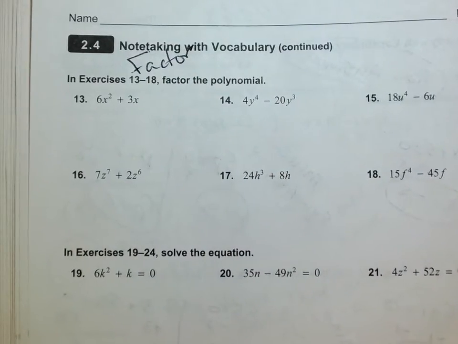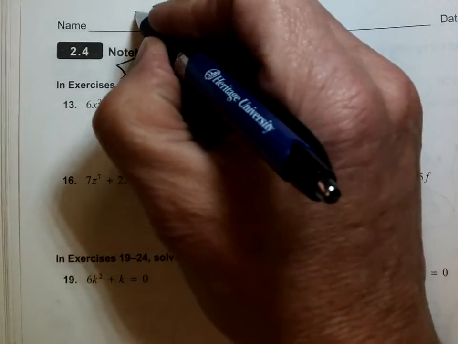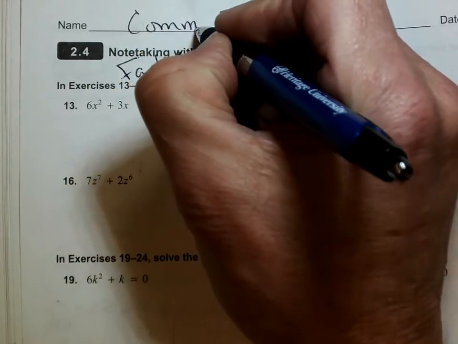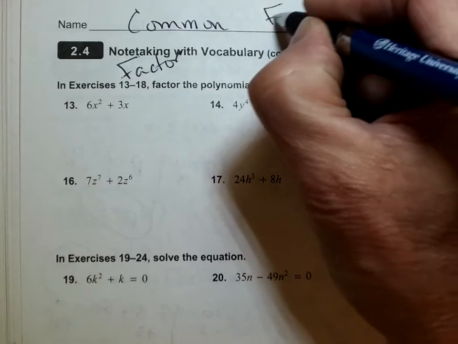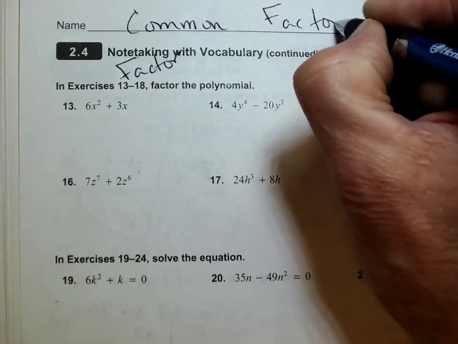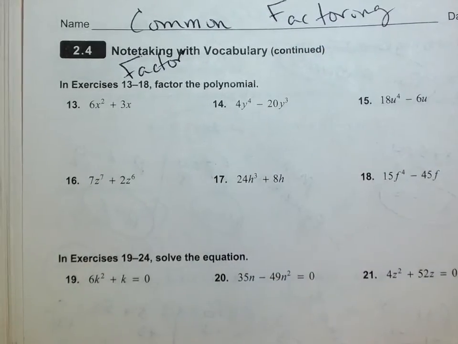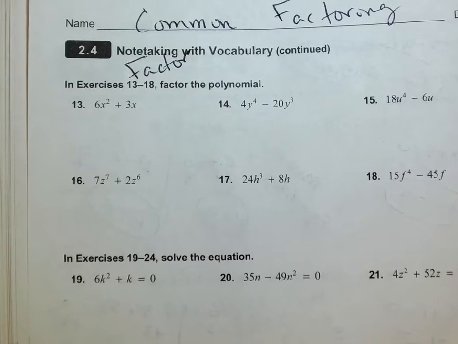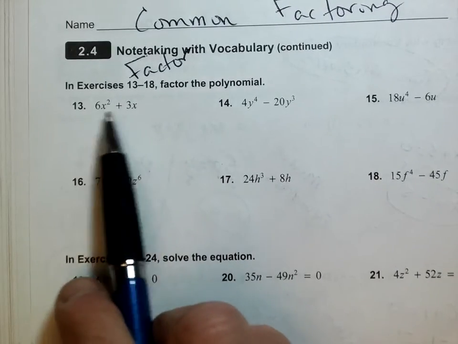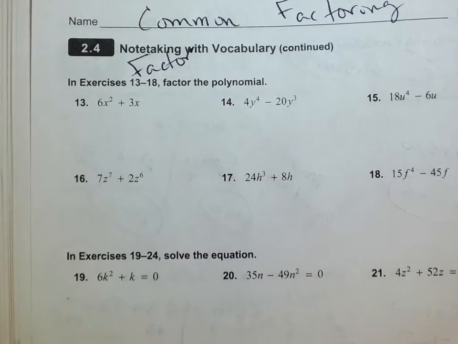And here's what we're going to do. We're going to do what we call common factoring. What do they have in common? I got two terms. What do they have in common?